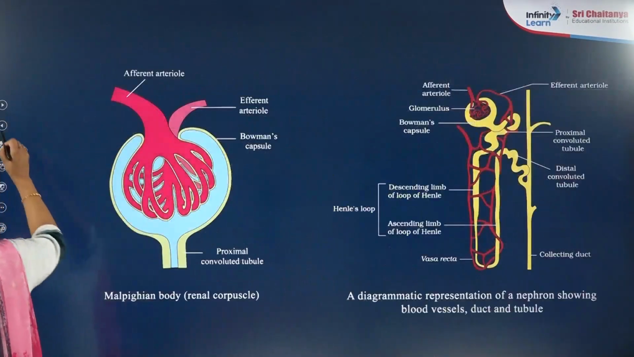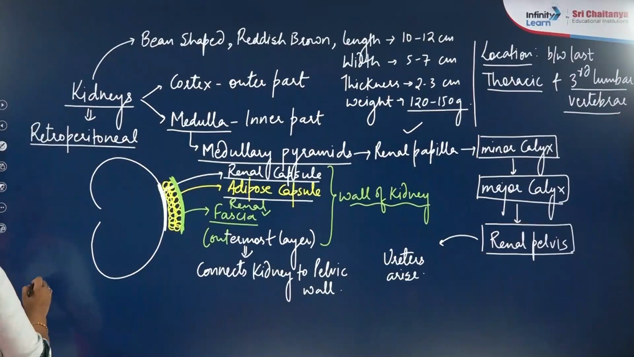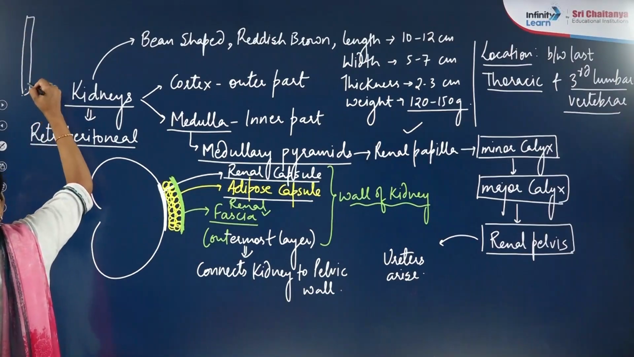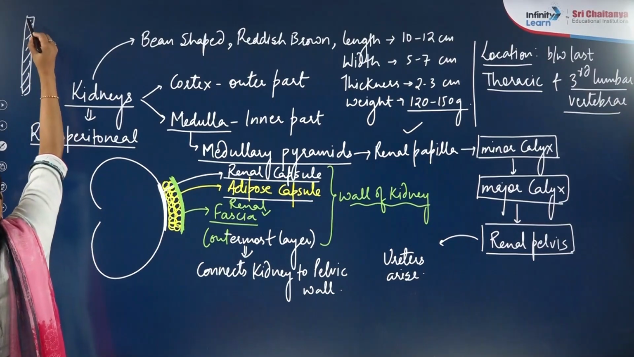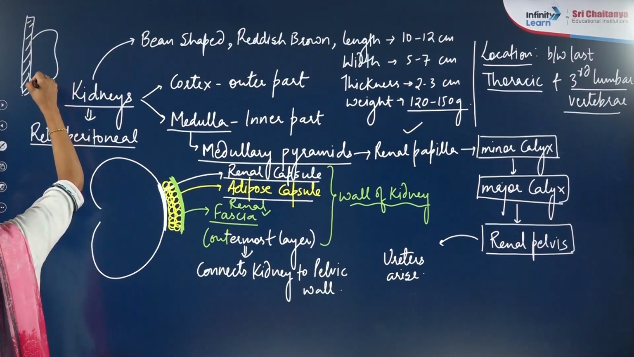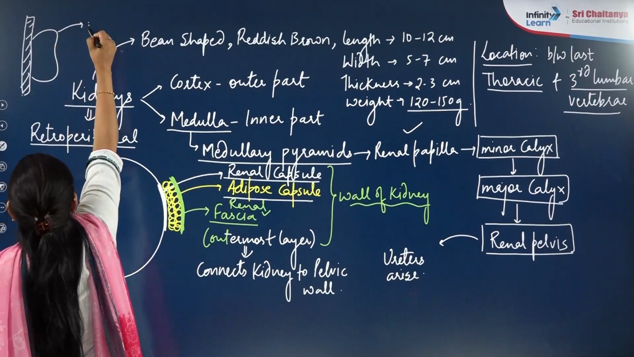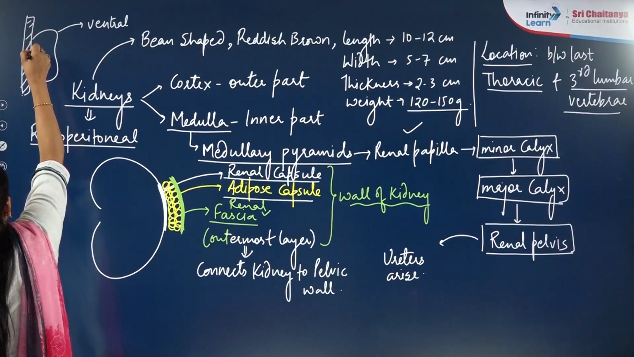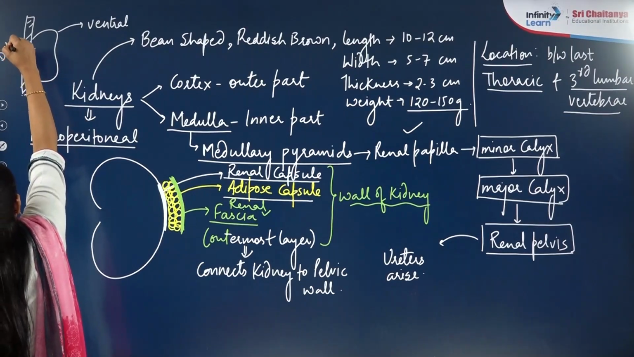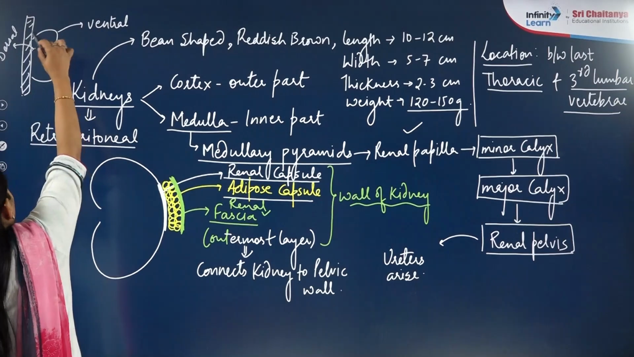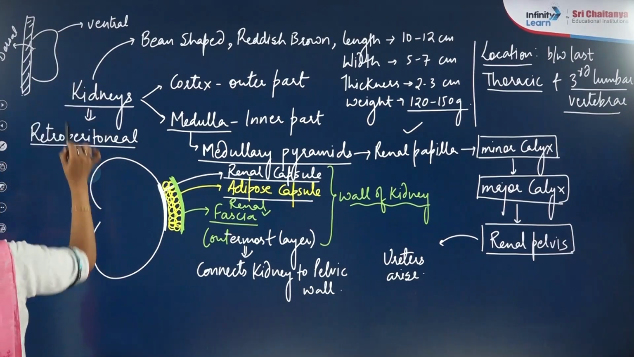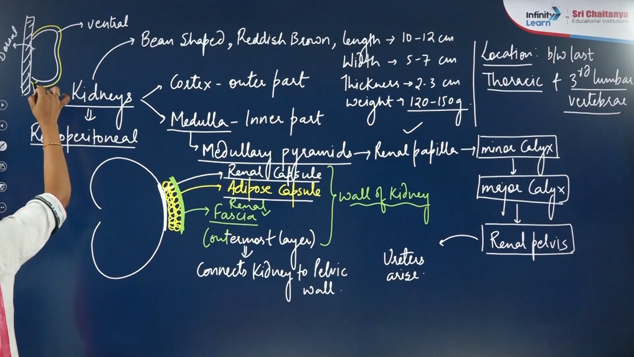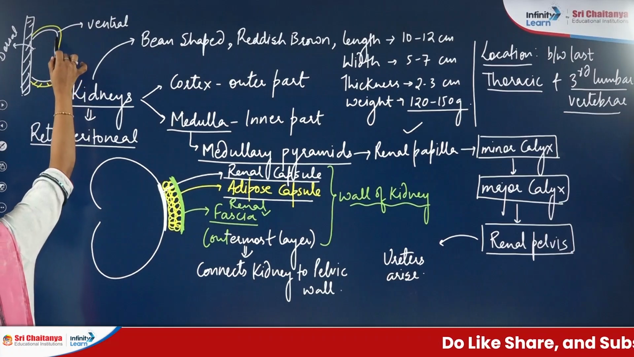Here you can see, let us suppose this is the dorsal body wall, right? And let us suppose this is the kidney. You can see that this is the ventral surface of the kidney and this is the dorsal surface of the kidney. On the ventral surface only, the peritoneum cover is present. Let me show you this as a peritoneum cover. This is the peritoneum cover.